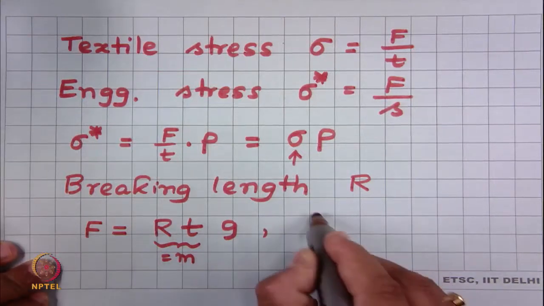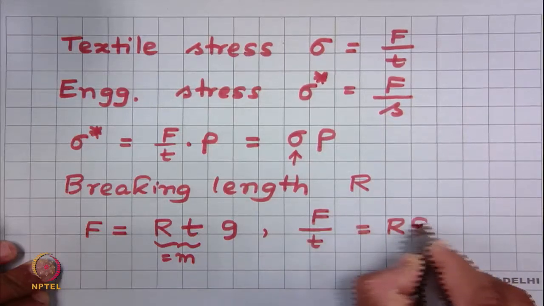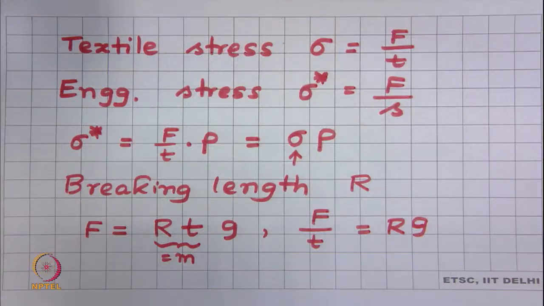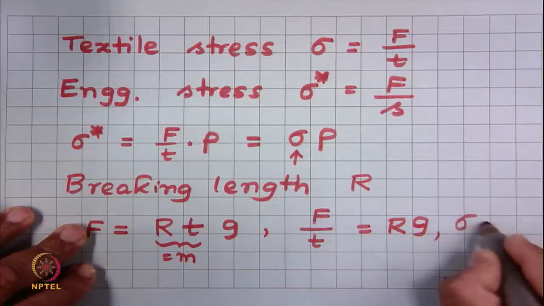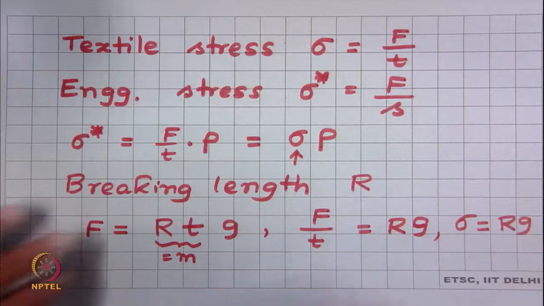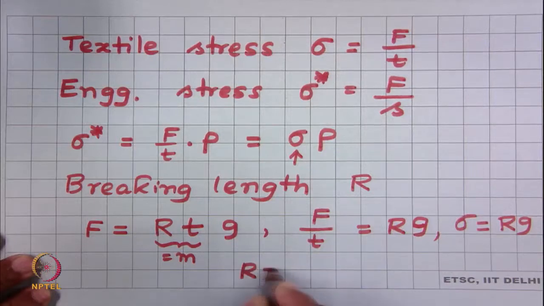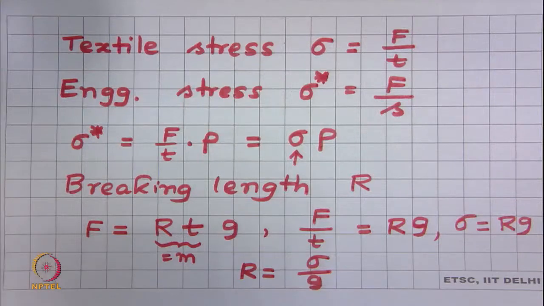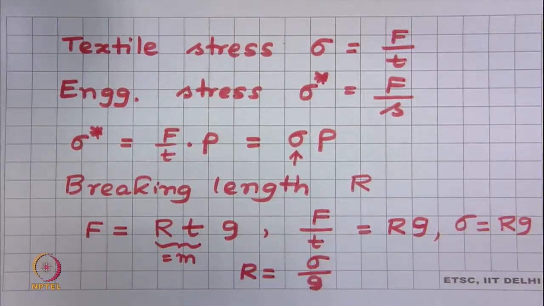Then we can write F by T is equal to R into g. What is F by T? F by T is sigma. So, we can write sigma is equal to R into g. So, finally, we can write R is equal to sigma divided by g. So, if we know sigma, we can find out breaking length, and vice versa. If we know R, we can find out sigma.